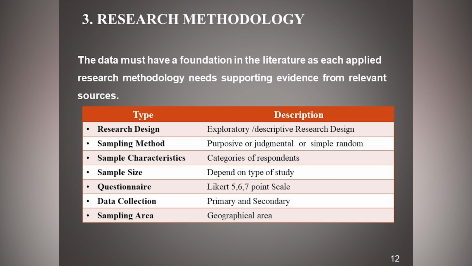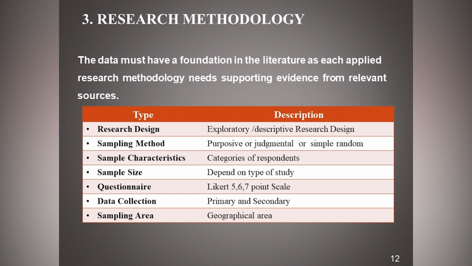The methodology part generally includes the following points. First one is research design, which could be exploratory or descriptive, depending on the type of study you are conducting. Second one is sampling method. It could be purposive, judgmental, or simple random, or any other. Third one is sample characteristics. So sample characteristics are the categories of respondents you have taken for collecting the responses.